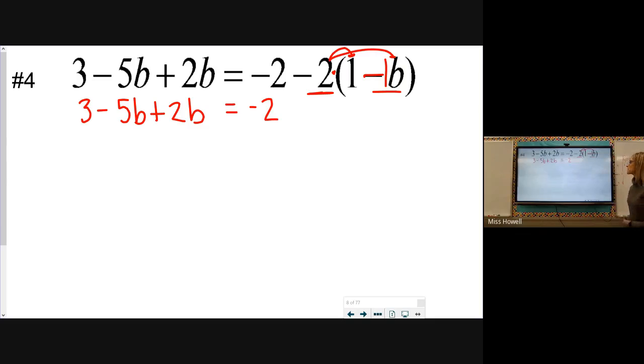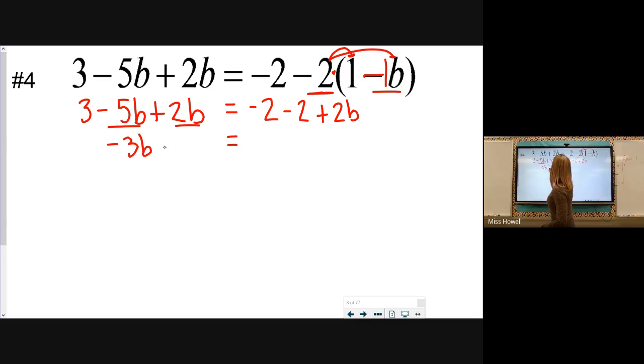All right, from here, we want to combine like terms. In front of our equal sign, we have a negative 5b and a 2b that can go together. So negative 5b plus 2b would give us a negative 3b. And then we still have a plus 3. Now, I chose to put the negative 3b in front, but you could also write 3 minus 3b there. It would mean the same thing. All right, back here, negative 2 minus 2 can go together, so we'll end up with 2b minus 4. Again, I could have negative 4 plus 2b.